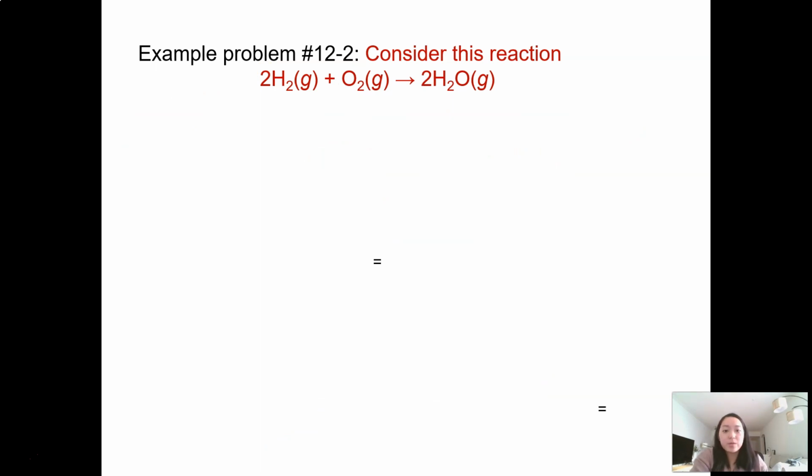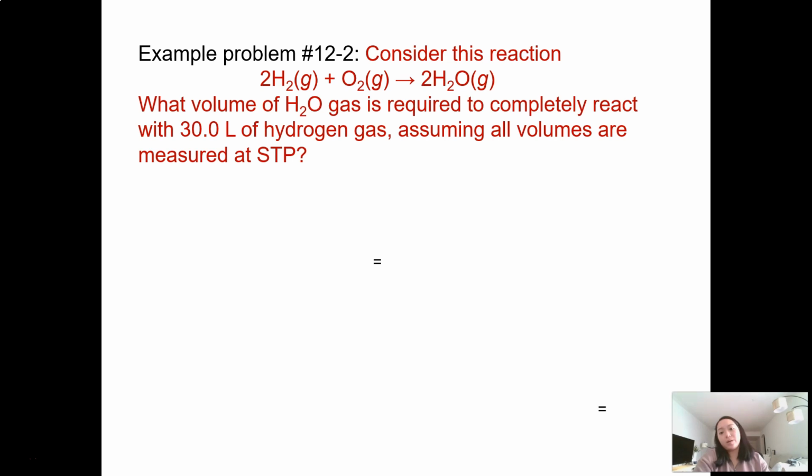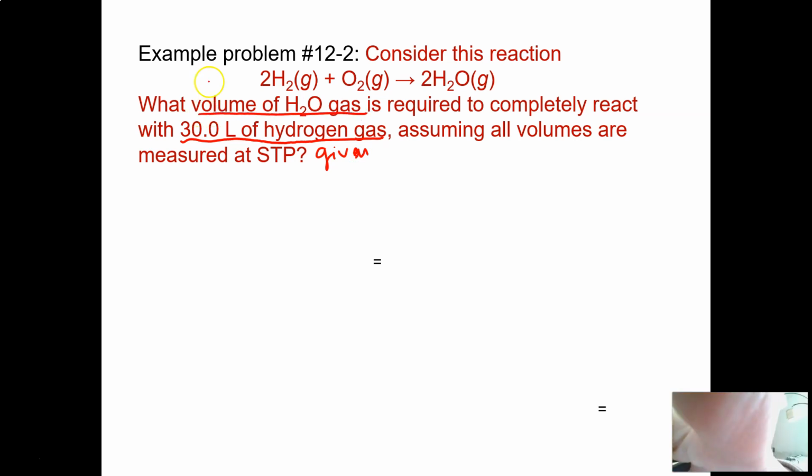For this example, I'm using the exact same reaction, but I'm asking you a different question. So now my question for you is, what volume of water vapor is required to completely react with 30 liters of hydrogen gas, assuming that all volumes are measured at STP? Now, always, of course, we want to start with identifying what is our given. My given is 30 liters of hydrogen gas. And what is it I want at the end? I want a volume of H2O gas at the end.